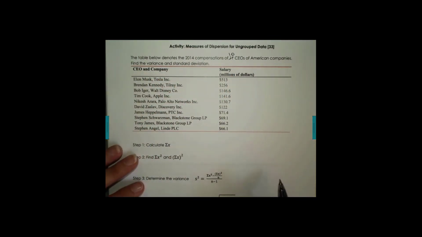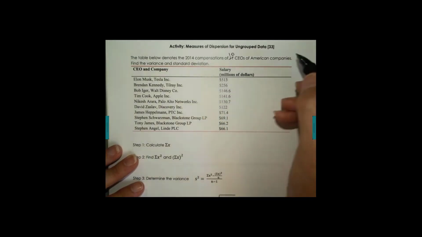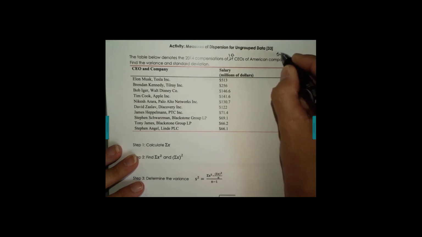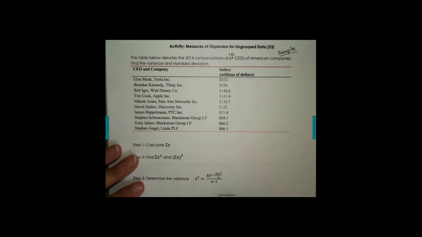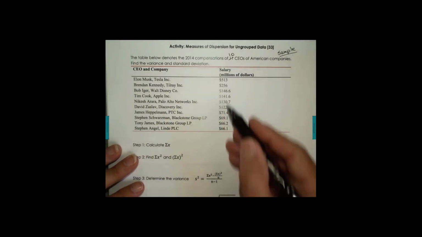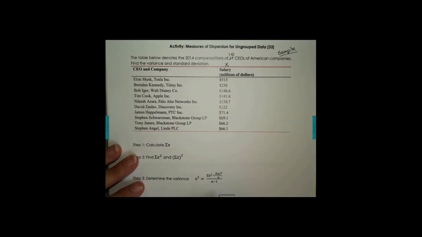The first thing we have to do when we're calculating variance and standard deviation is decide, are we dealing with population or sample data? Since there are definitely more than 10 CEOs of American companies, we can assume that this is a sample that has been taken. Now that does matter because our formulas are different for samples and populations. Now we've been given the salaries of these CEOs, which we can identify as our X values.